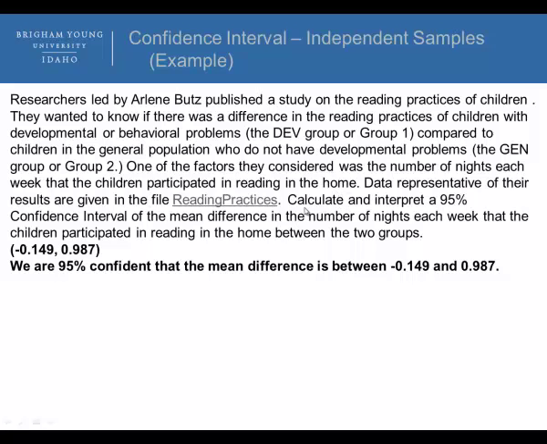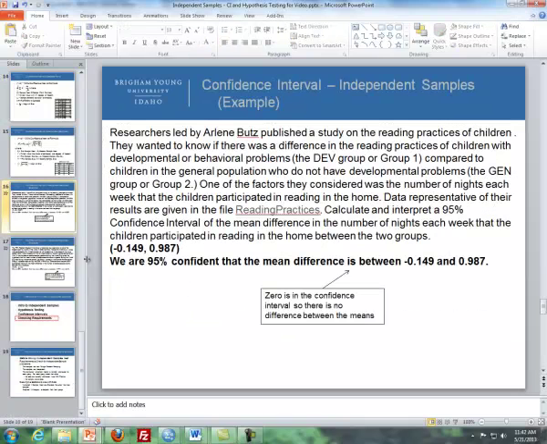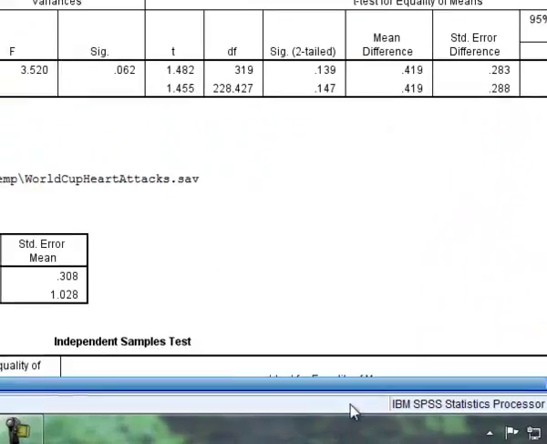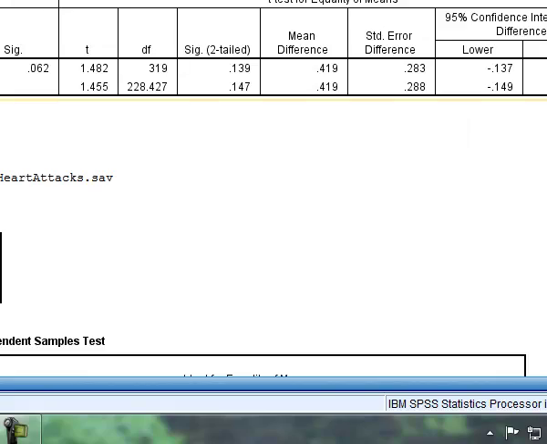So down to this sentence here: calculate and interpret a 95% confidence interval for the mean difference in the number of nights each week that the children participate in reading in the home between the two groups. Now this is the confidence interval I got here. I'm going to go back to the SPSS output I have. This is where I get my confidence interval.